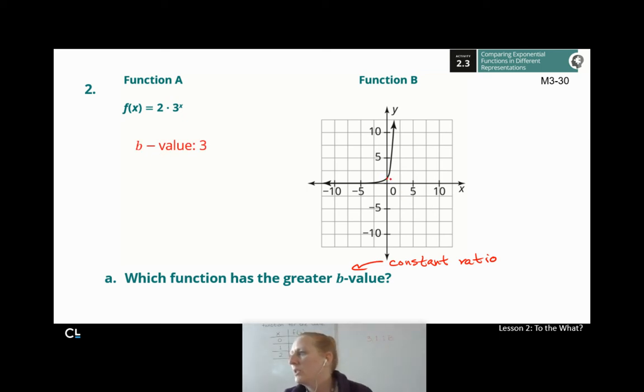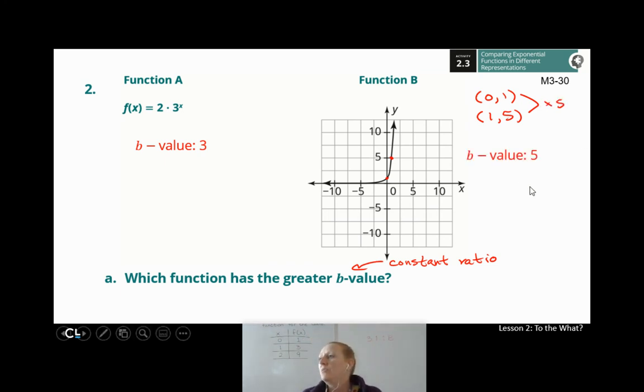So it looks like we're still, again, to find that constant ratio, it helps to just pick some points. So it looks like my y-intercept is at (0, 1) again. But look how this one's steeper. If I go over 1, I end up all the way up here at 5, don't I? So my next point is at (1, 5). To get from here to here, we have to multiply by 5. So I would say my b value is 5. So function B has a greater b value.